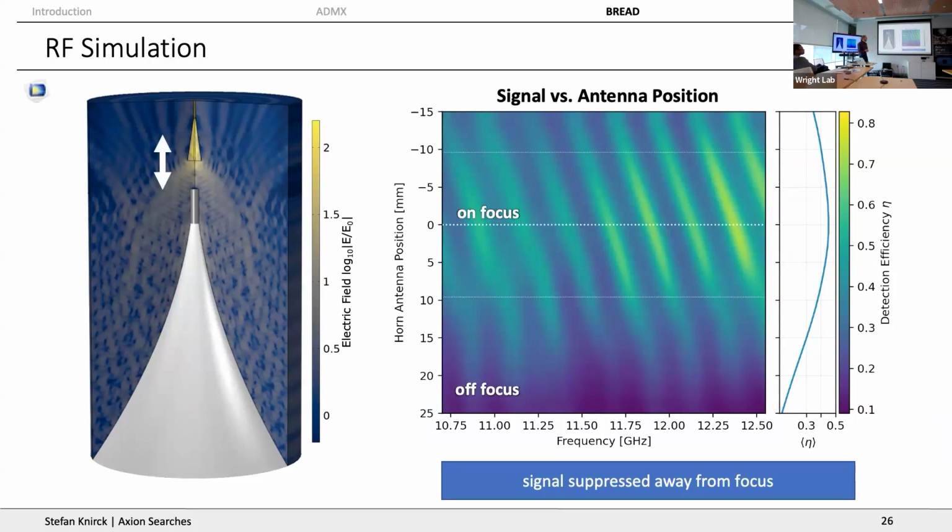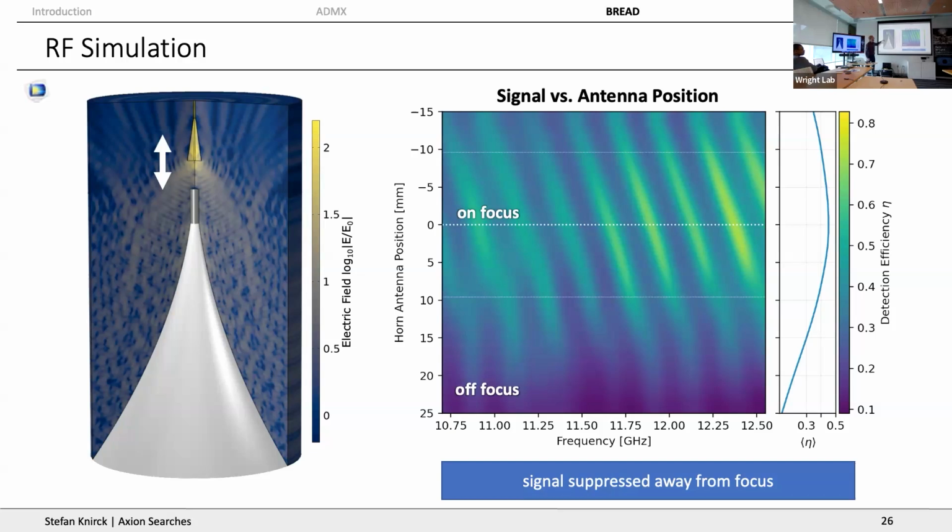I think we did it more than other prototype dish antenna experiments are doing, because we can actually get some standing waves between this antenna and the surface you're looking at, the mirror, which modifies its sensitivity. What you see on this plot is frequency on the horizontal axis, and on the vertical axis, the position of this antenna. If you move the antenna out of focus, then of course you lose your sensitivity, because that's not where your photons are being focused anymore.